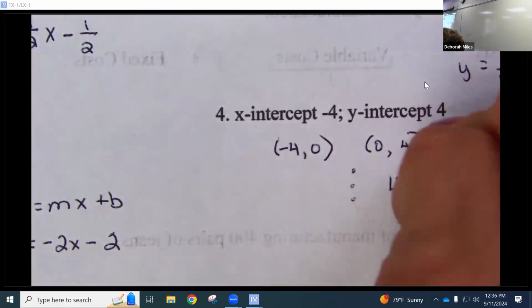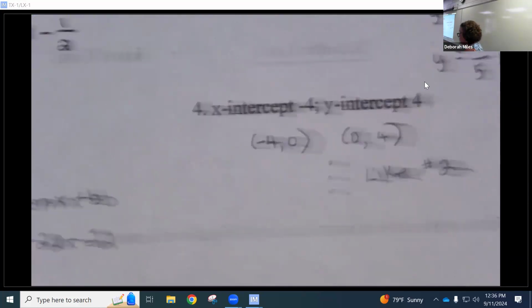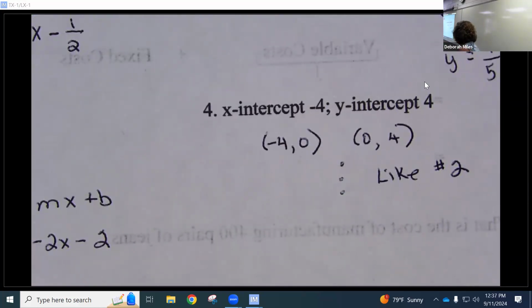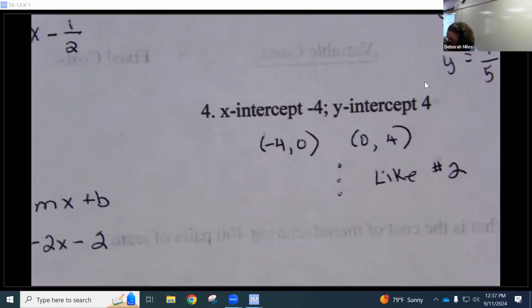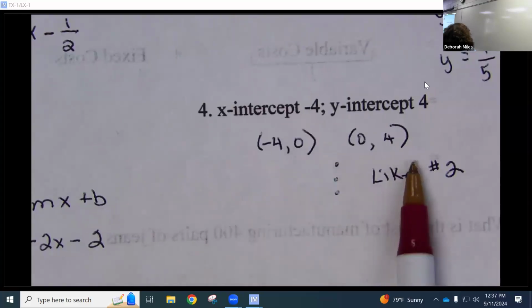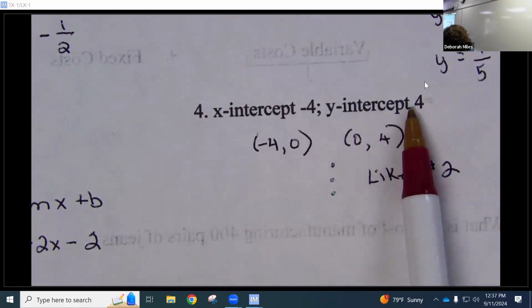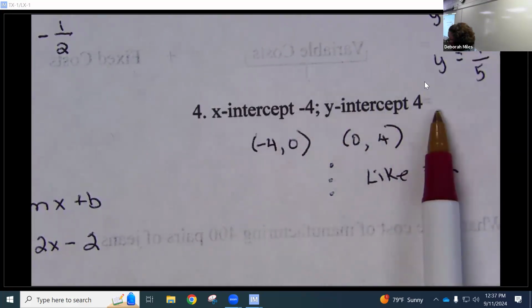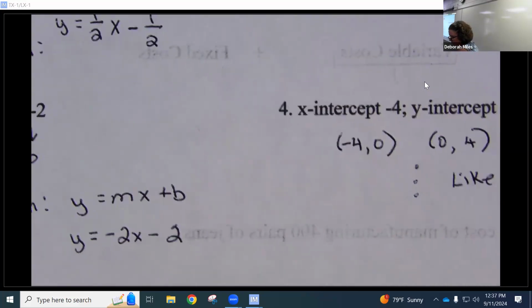That's like number 2. Once you have 2 points, you can find the slope, and you could either use point slope form, or in this one, you could use slope intercept form. But you have to recognize that those are 2 points. The most common mistake I've seen folks make is write that as 1 point, -4, 4. That's not 1 point, that's 2 different points.